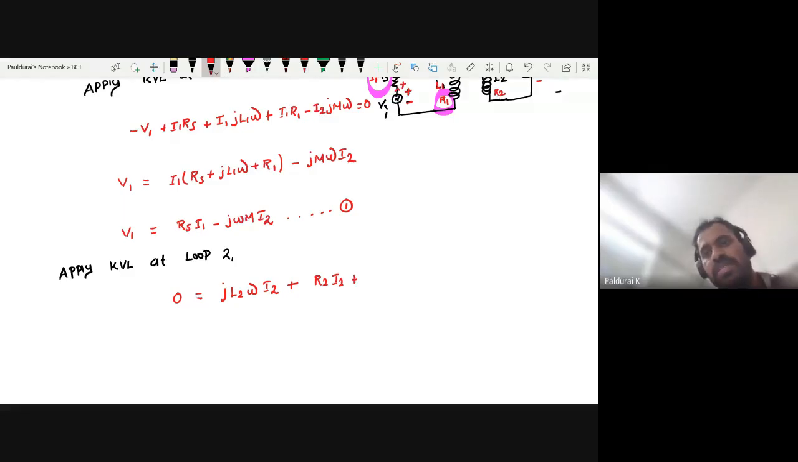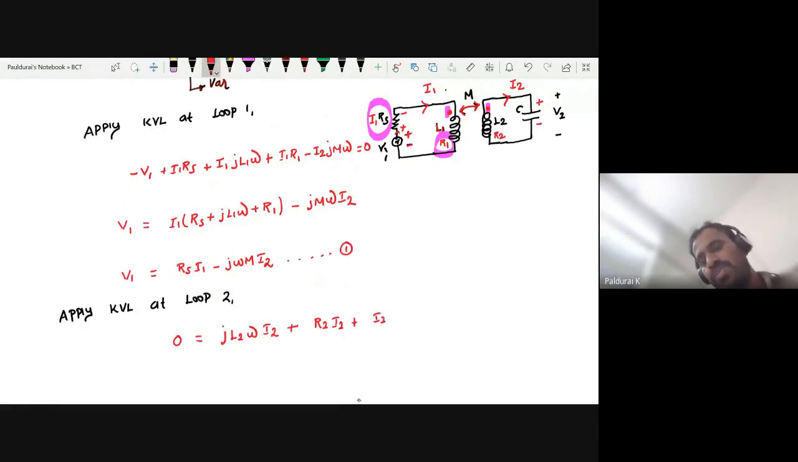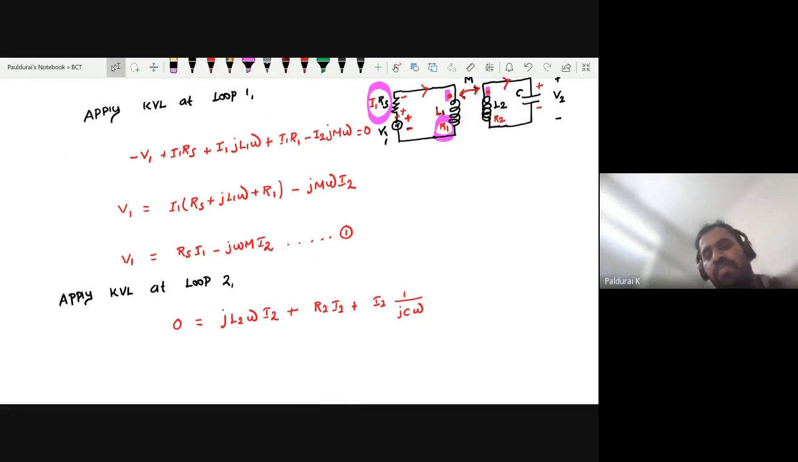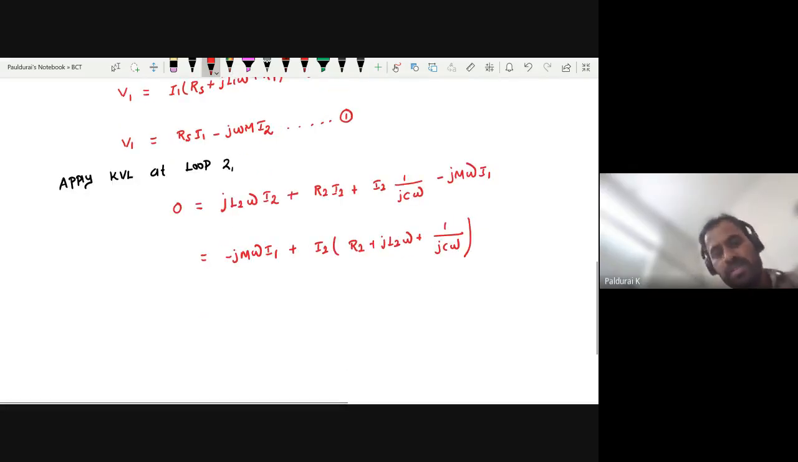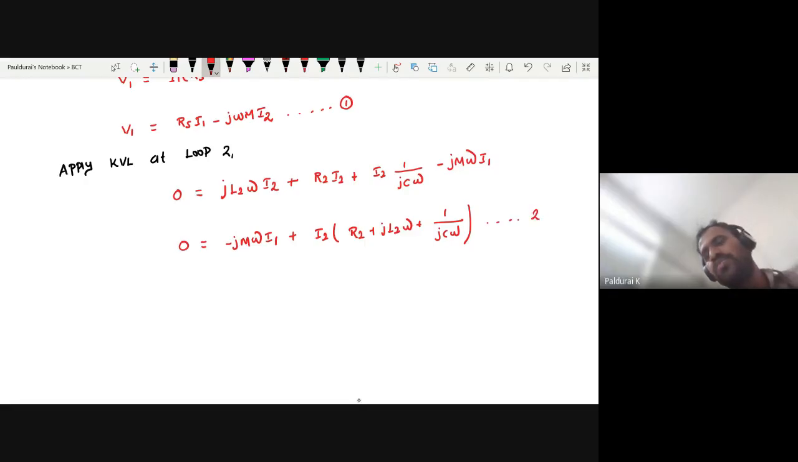what is the voltage drop across this capacitor? I2 times 1 divided by jC omega, where the reactance offered by the capacitor is 1 by jC omega. What about mutual inductance? So minus jM omega, it is because of I1. Minus jM omega I1, coefficient of I1, plus coefficient of I2, it becomes R2 plus jL2 omega, plus 1 by jC omega. This is my equation number 2.